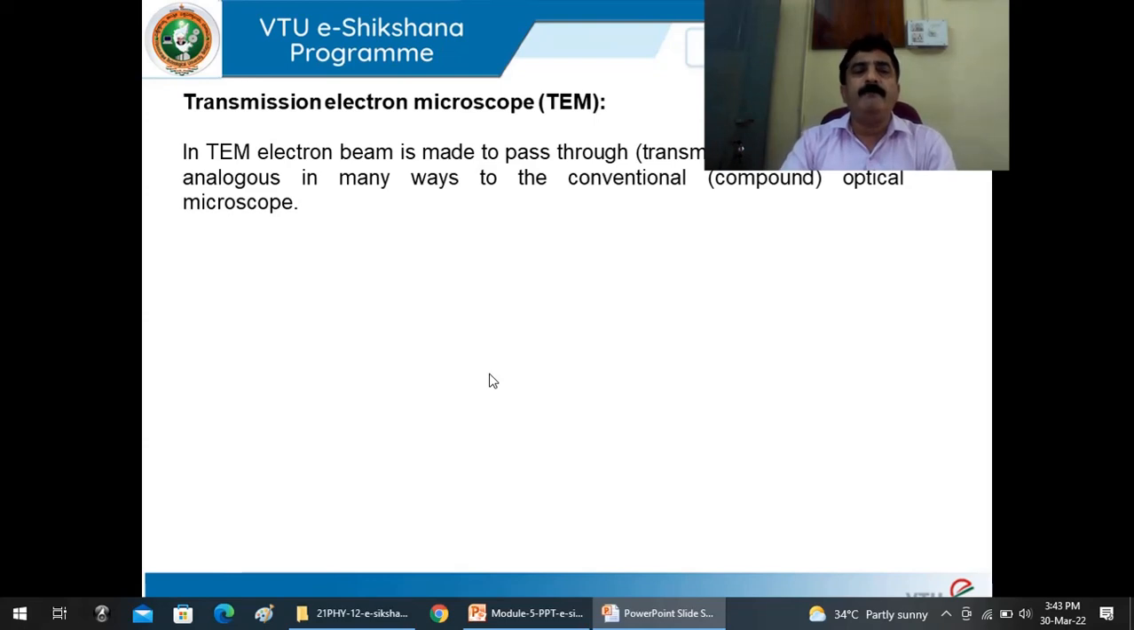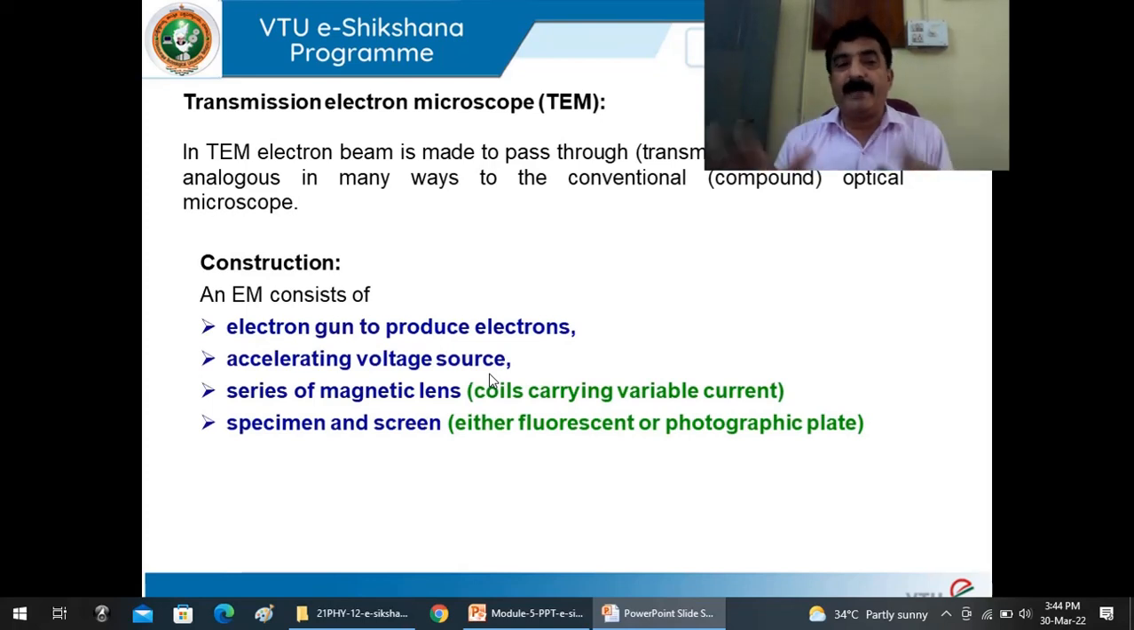Transmission electron microscope is a very basic electron microscope. In TEM, the electron beam is made to pass through the specimen. It is analogous in many ways to our conventional optical microscope that you use in biology lab. I will give you a one-to-one comparison afterwards, but before that, the different parts of the TEM. First is the electron gun, the source producing electrons. Like you heat a filament, electrons are emitted. That is thermionic emission. So it is firing electrons and can be considered as the source.